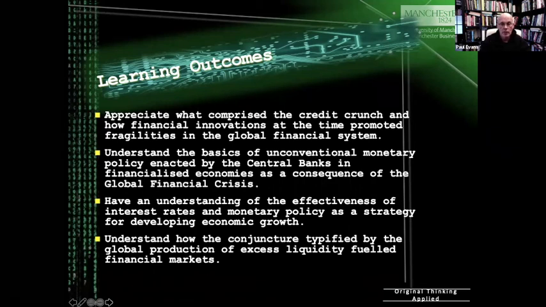Understand how the conjuncture typified by global production of excess liquidity fueled financial markets. The conjuncture shifts at this point. You get cheap money, lots of liquidity. Where's it going? Remembering it can only go to one of 3 places. As a consequence of quantitative easing, investment into business stays flat, but investments into stock markets and securities escalates dramatically. And we see the stock markets get to the highest point they've ever been.